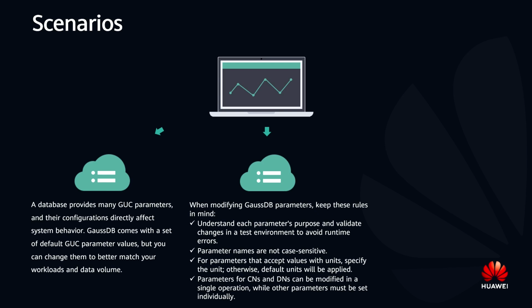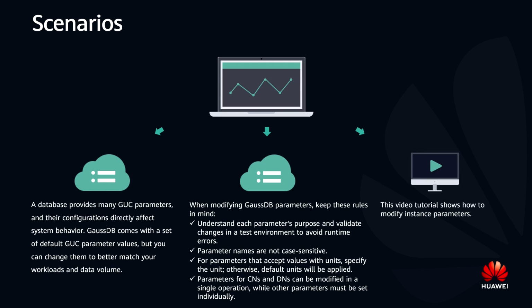Parameter names are not case-sensitive. For parameters that accept values with units, specify the unit. Otherwise, the system will apply the default units. You can modify parameters for CNs and DNs in a single operation, but other parameters must be set individually.